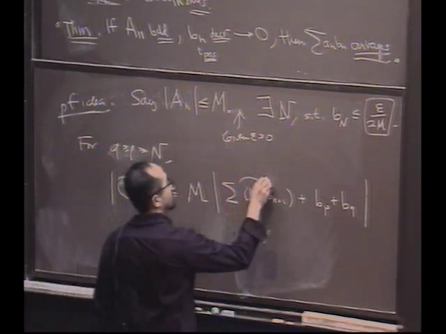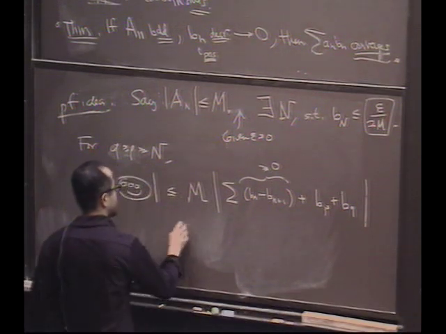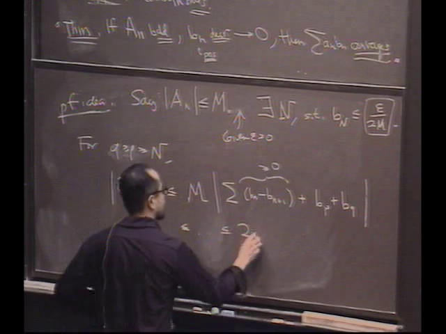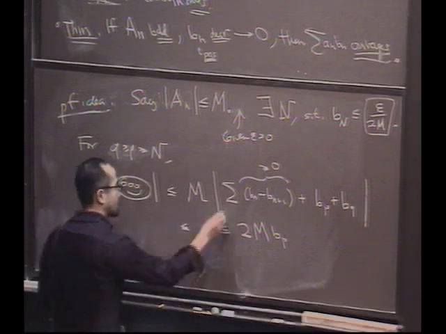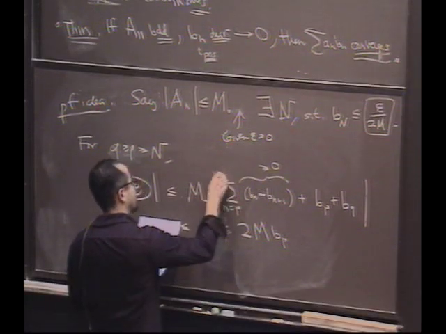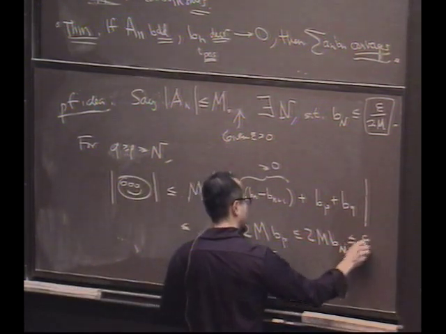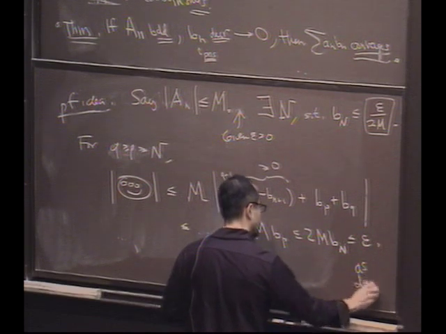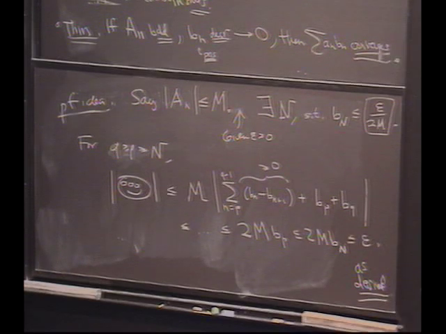And here's the part where we use the fact that these things are all bigger than 0 so that I can break everything up. And eventually what you get is this is less than twice M times b_p. p is the biggest thing here. n goes from p to q minus 1. But then this is less than twice M b_n, which is less than epsilon, as desired. I've just bounded the tails by epsilon, and that's what I need for the Cauchy criterion. Okay. Nice. That's a cool theorem.